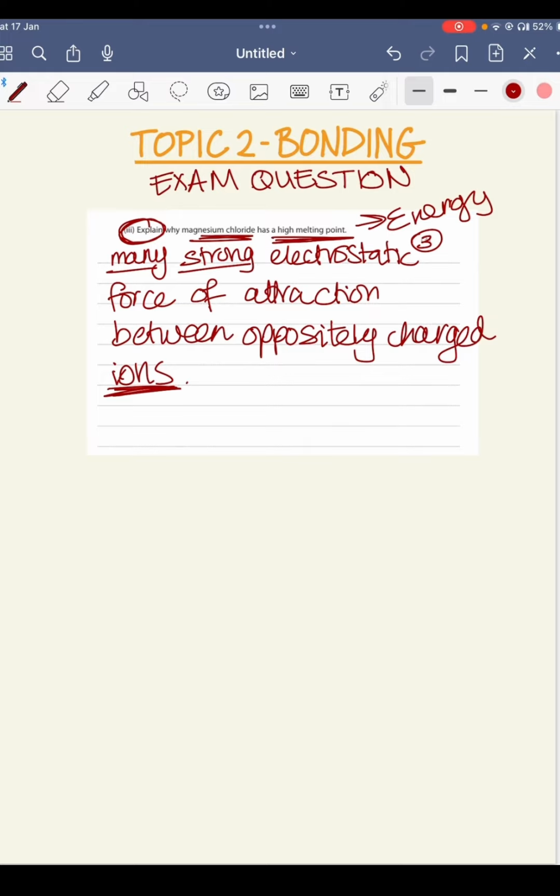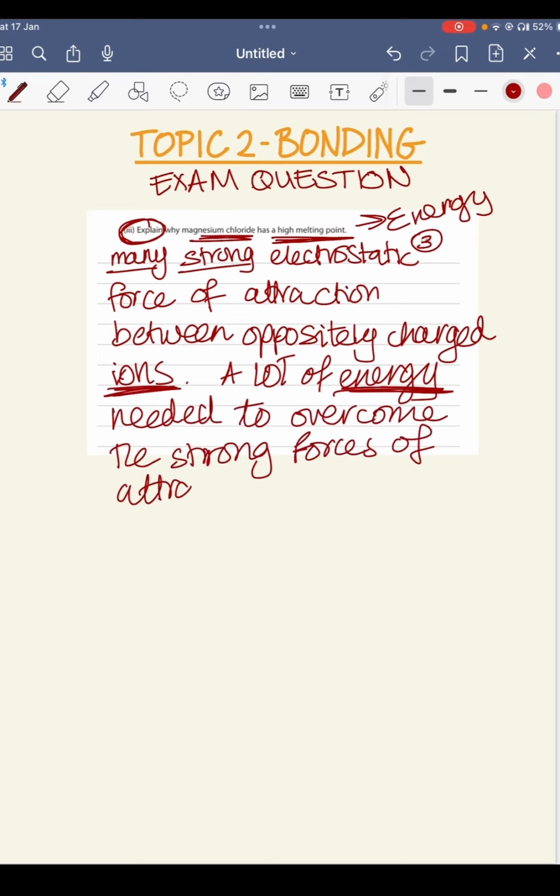So a lot of energy is needed to overcome these forces to break down the lattice. So a lot of energy, you again need to use this word, or I could say or break down the lattice is fine.